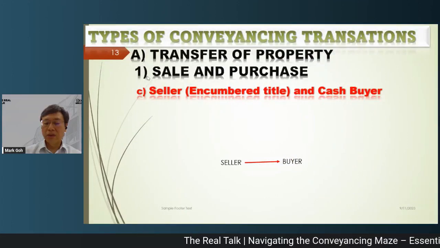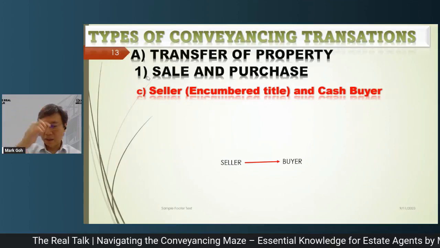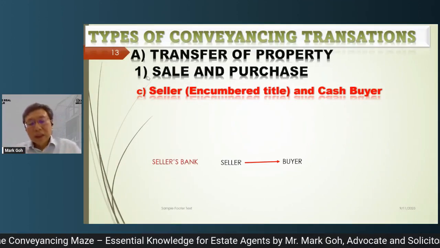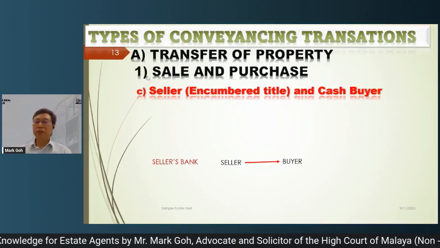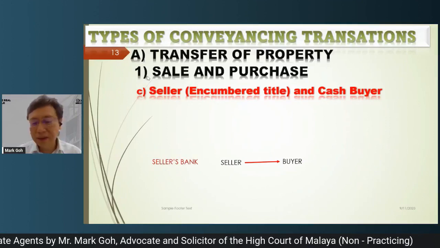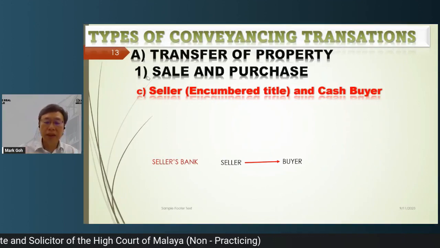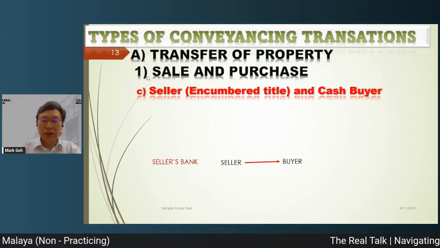Third scenario, flip side, seller and cash buyer. What do you mean by this? Seller's title is encumbered, which means the seller doesn't have a clean title. He's still paying his housing loan. Very common. He's paying his housing loan. Now he wants to sell the house. Then buyer comes in. Okay, I want to buy.